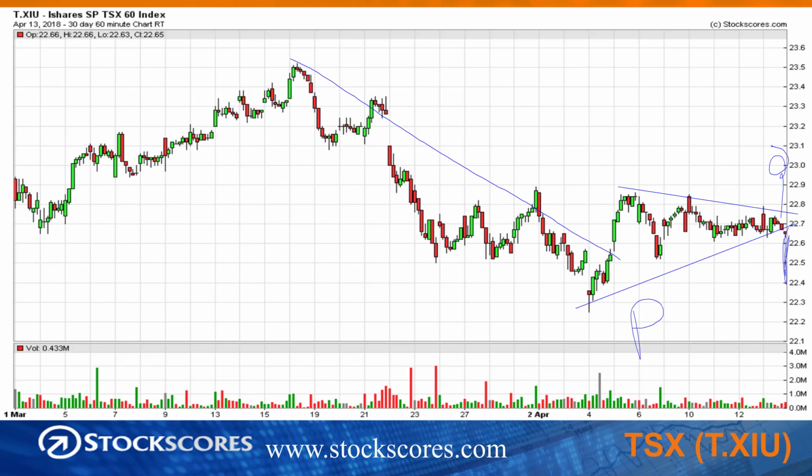It's a little different than the S&P chart because remember, the S&P chart has horizontal resistance and rising bottoms. Here we've got falling tops and rising bottoms, which makes this pattern neutral, but because the trend into the pattern is down, that makes this a somewhat negative pattern for the TSX.